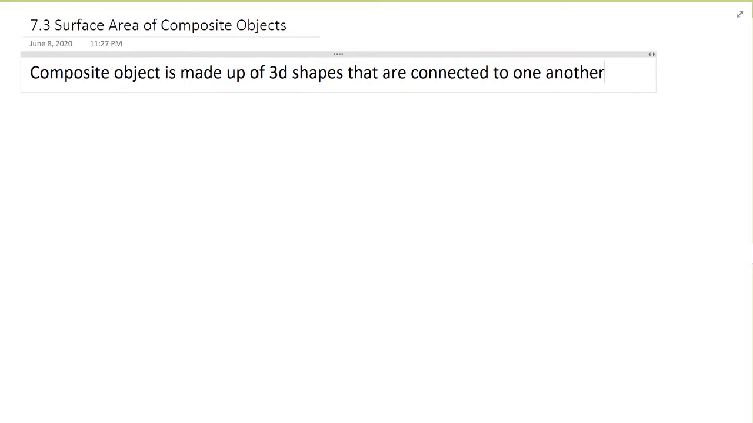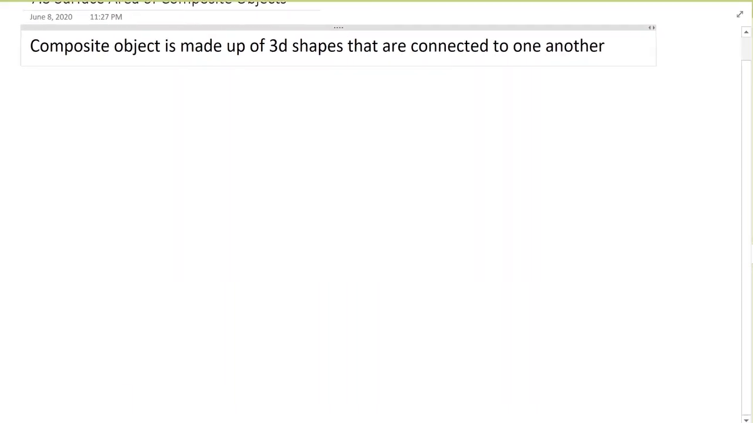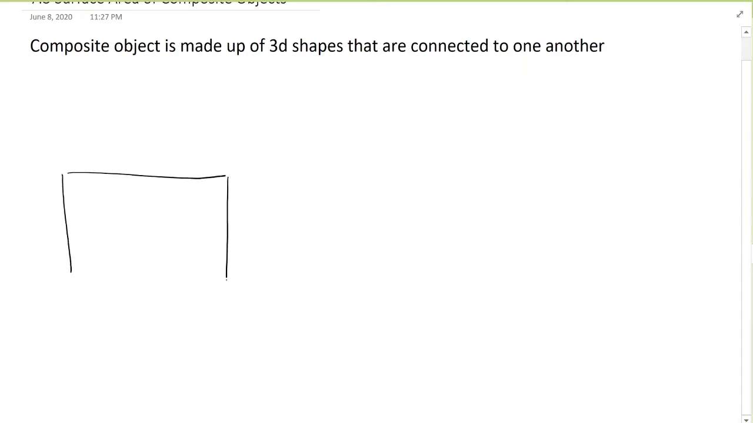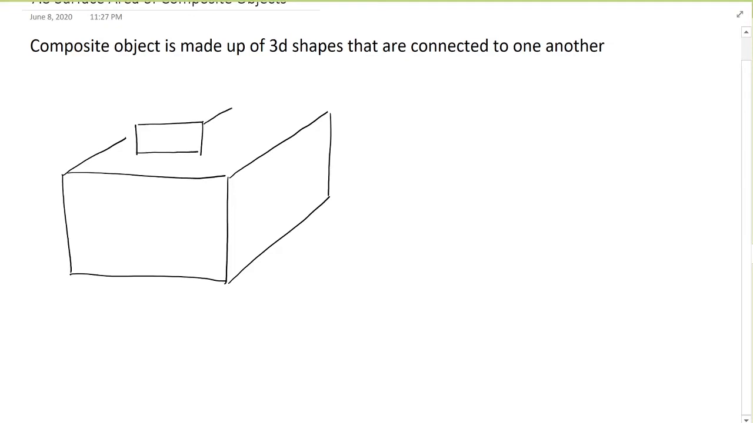Let's take a look at a simple case of a rectangular prism. Here we go. Here's our rectangular prism. And we're going to have sitting on top of it another rectangular prism. There's another one right there.